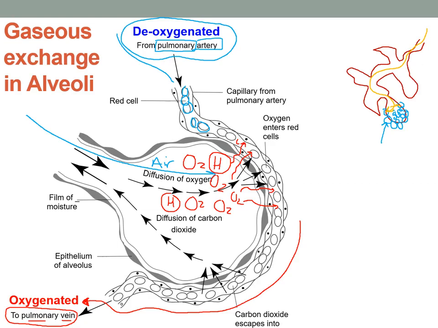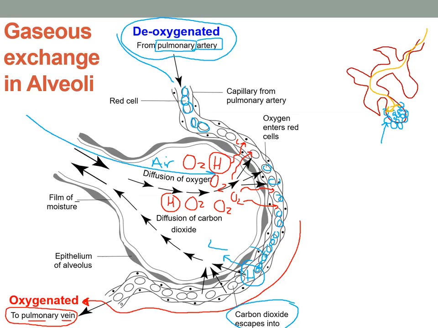As you can see at the bottom of the diagram, carbon dioxide escapes from the blood into the lungs. So all this carbon dioxide that came back to the heart and is then being pumped to the lungs is under a high concentration. So there's a high concentration of carbon dioxide in the blood. Here's the low concentration of carbon dioxide in the lungs.